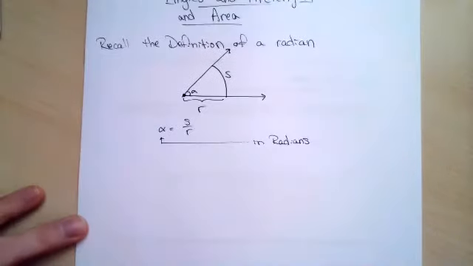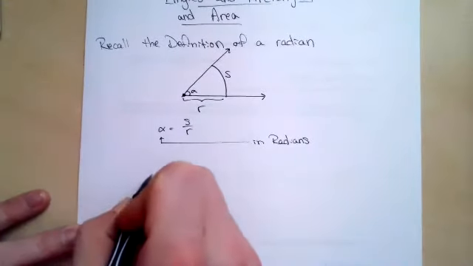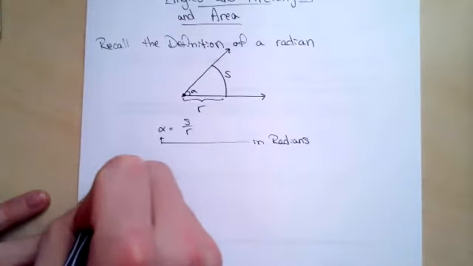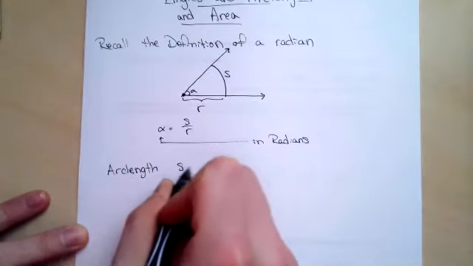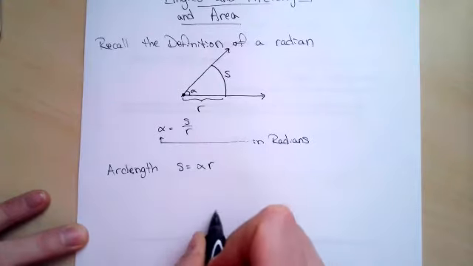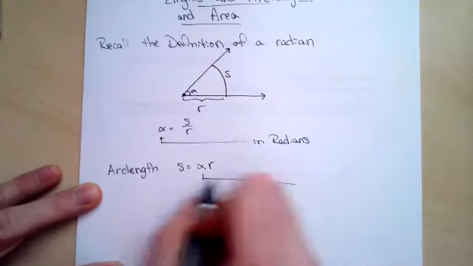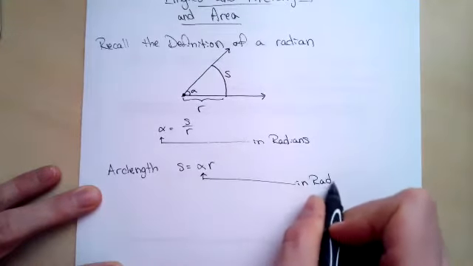So of course we can now use this formula and actually say then that our arc length is given by s is equal to the angle times the radius. And again, we always want the angles in radians. Let's emphasize that a bit.